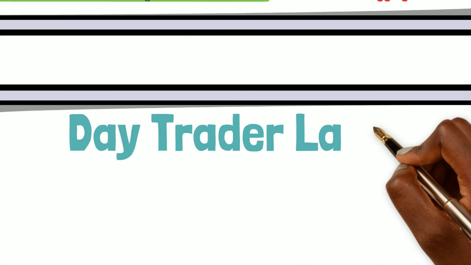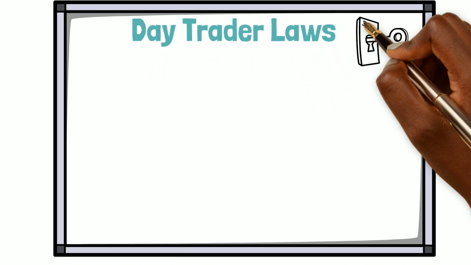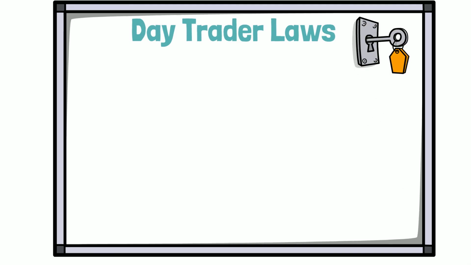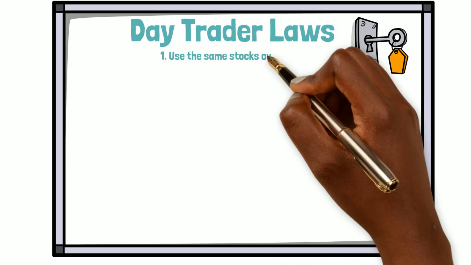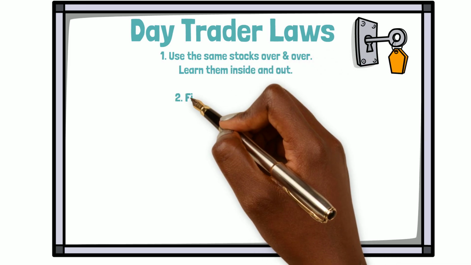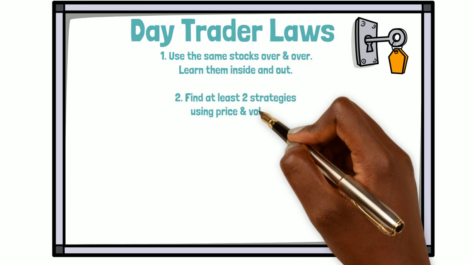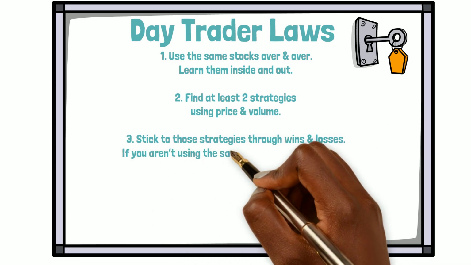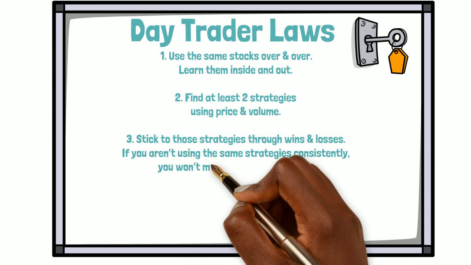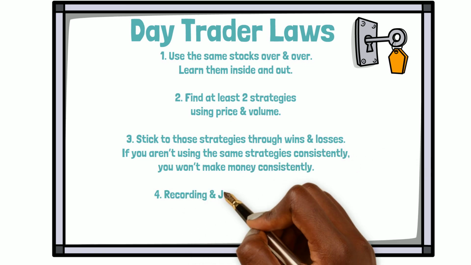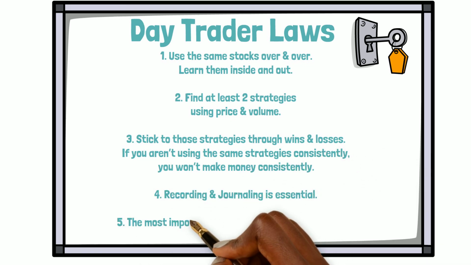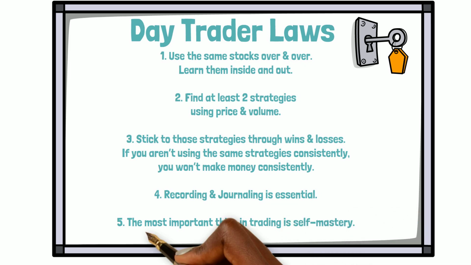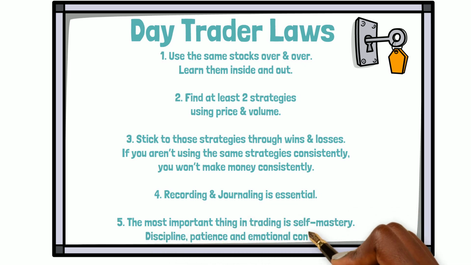Okay, so here's this video's day trader laws, which are key points and good things to remember when trading. 1. Use the same stocks over and over. Learn them inside and out. 2. Find at least 2 strategies using price and volume. 3. Stick to those strategies through wins and losses. If you aren't using the same strategies consistently, you won't make money consistently. 4. Recording and journaling is essential. 5. The most important thing in trading is self-mastery, discipline, patience, and emotional control.